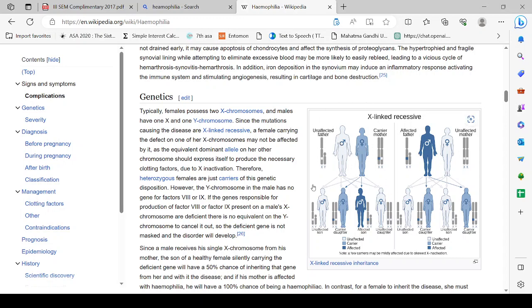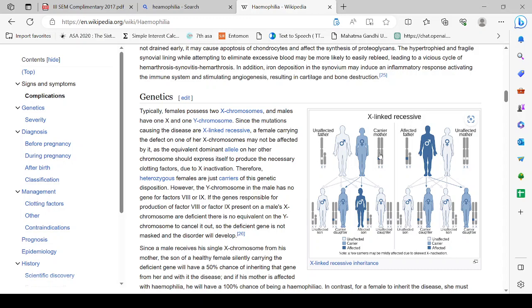Now here is a hypothetical situation in which the mother is a carrier. That means she has two X chromosomes, one X and the other X. Only if both carry the gene for haemophilia can the mother be haemophilia positive; otherwise she will not show any symptom. Here, one X chromosome has the haemophilia gene and the other does not, so the mother will not show any signs or symptoms of haemophilia, but she is carrying the gene.